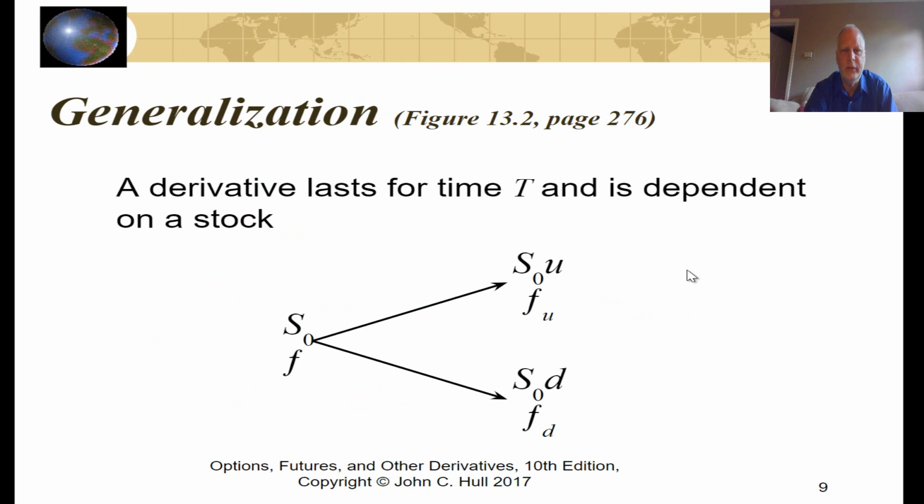We can generalize this relationship by considering the situation where the stock price today is S0. The unknown will be the value of the call option today. The stock price, if it goes up, will be S0 times u. The value of the call option, if it goes up, will be f_u. The stock price, if it goes down, will be S0 times d. And the value of the option, if it goes down, will be f_d.